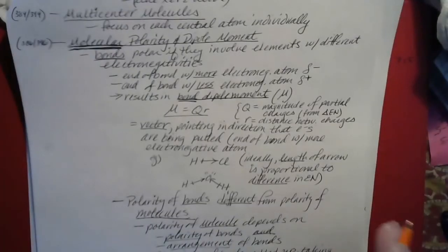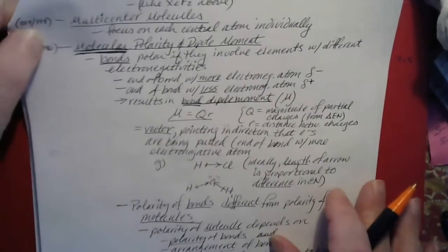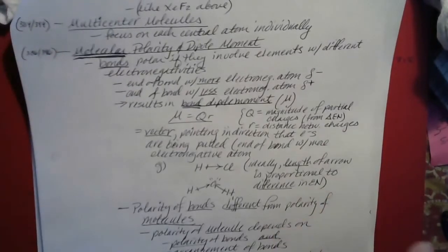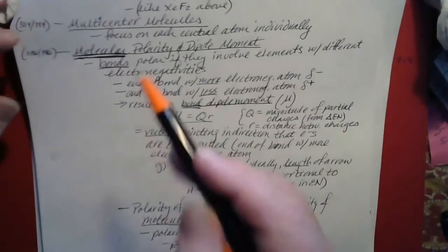Okay, for today, we'll pick up near the end of chapter 7, where we left off last time, particularly on page 384 or 394, depending on which version of the book you're using. The book goes into a little bit of detail on multicenter molecules, which is something I don't really want to spend a lot of time on.